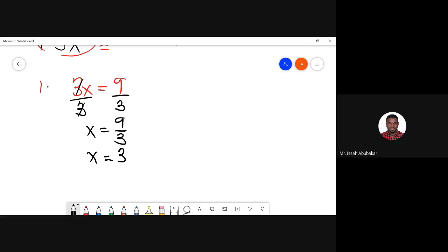So question 2. When we have 7x is equal to 14. 7x is equal to 14. How do we solve this?